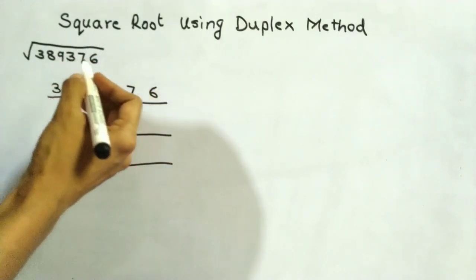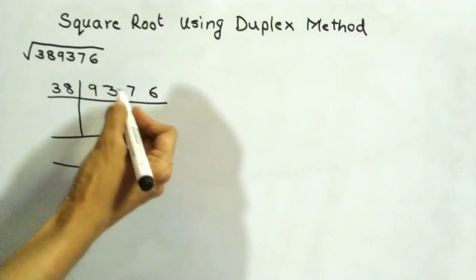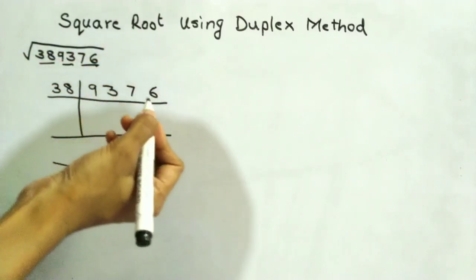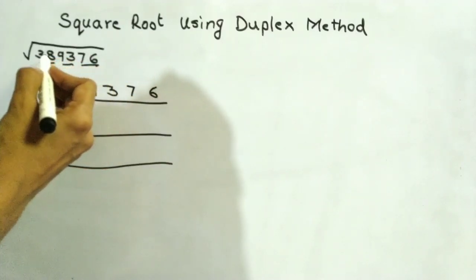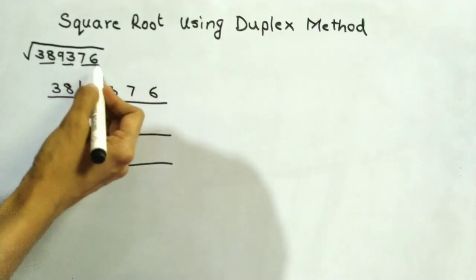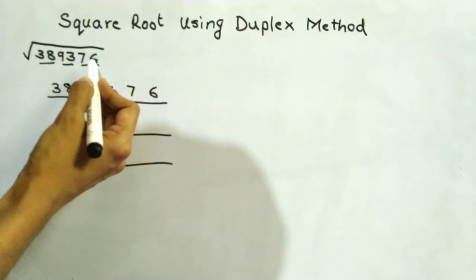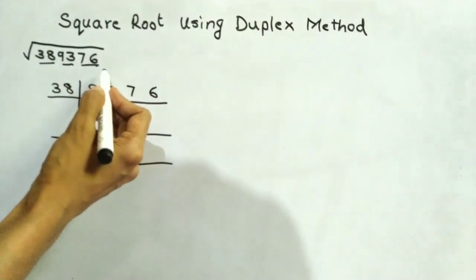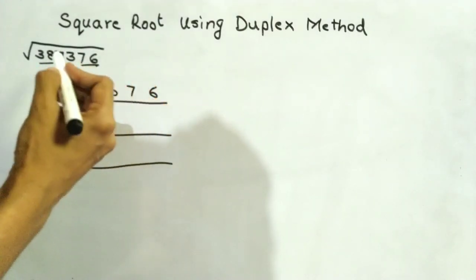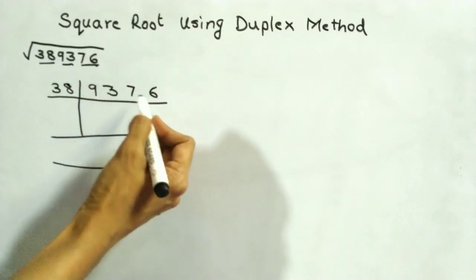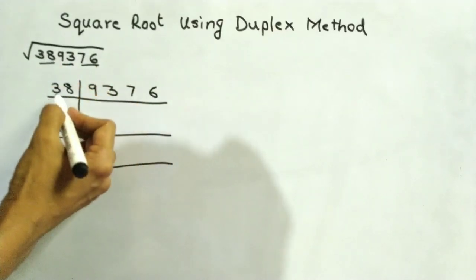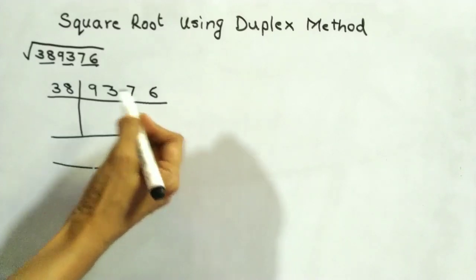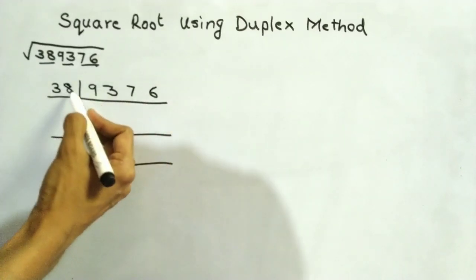Now we have to write this number in such a manner where we take 2 and 2 digits. So when we group this, what we come to know is the answer for this square root is going to be 3 digits. Okay, so this is one fact. Second, write these numbers in such a way that this 38 comes here and the rest of the 4 digits are written here. Okay, now start with this 38.